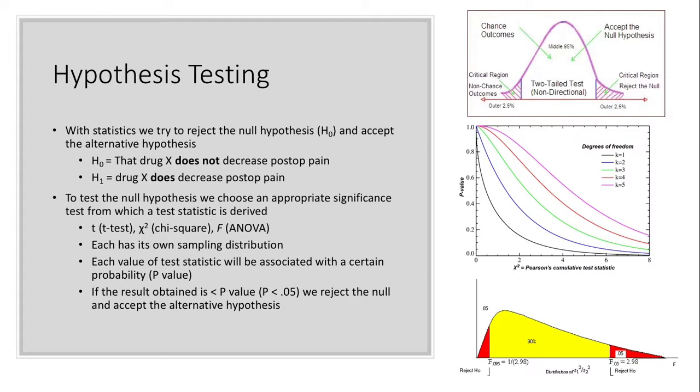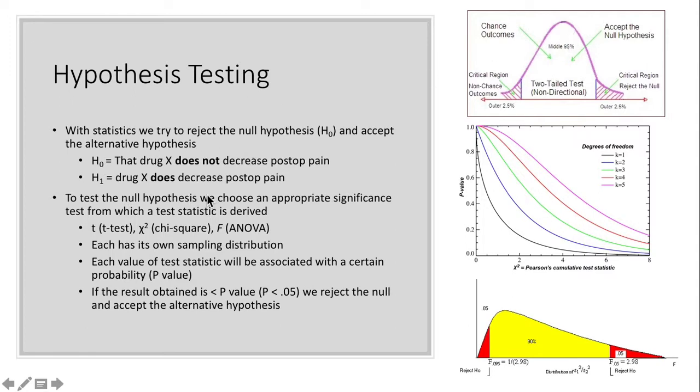Hypothesis testing. As I mentioned, we're trying to reject the null hypothesis and accept that alternative. So say, for example, our null hypothesis in this one is that drug X does not decrease post-op pain.